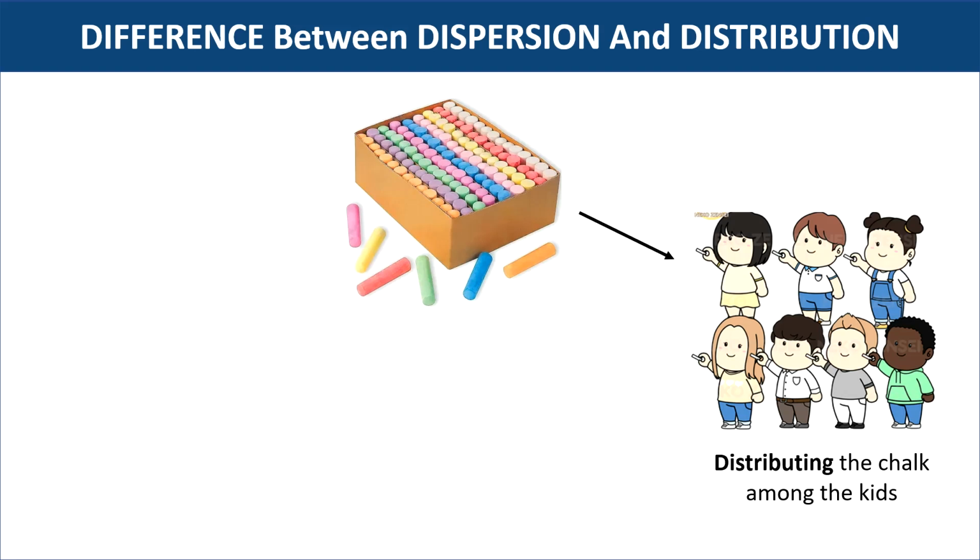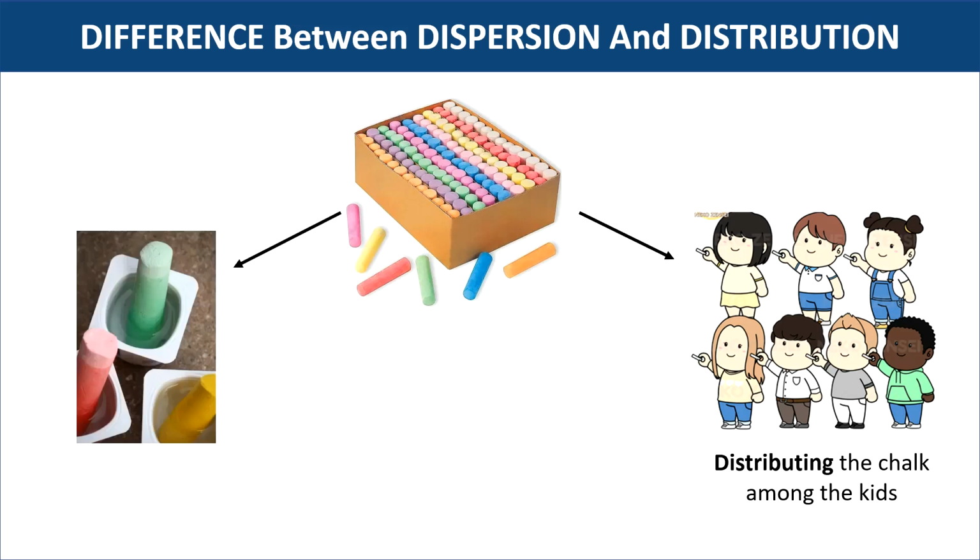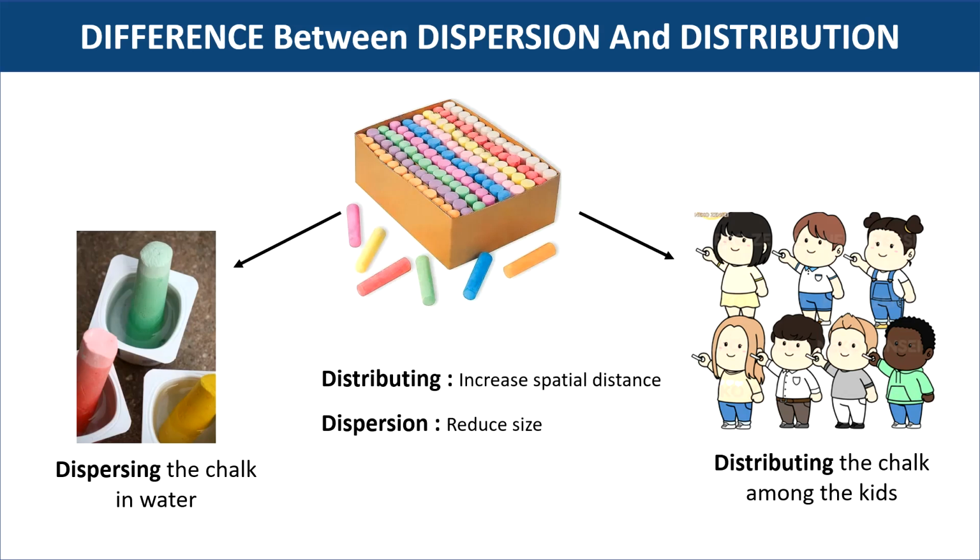Now, if you want students to use the chalk to color the water, what will you say to the student? I hope you will say disperse the chalk in the water, not distribute the chalk in the water. So, in case of dispersion, we break it into smaller particles, but particles can remain very close to each other. So, dispersion is breaking a large particle or agglomerates into smaller particles, and distribution means moving individual particles away from each other.